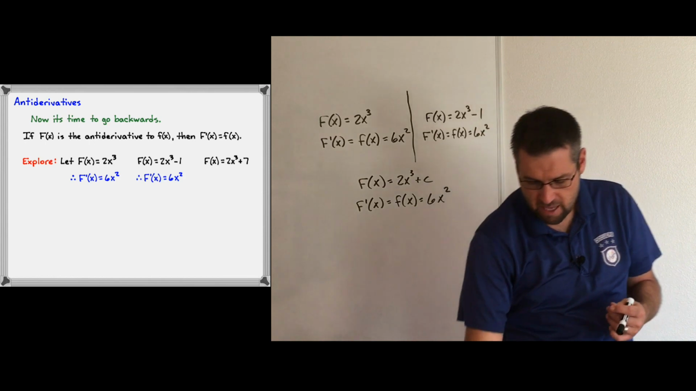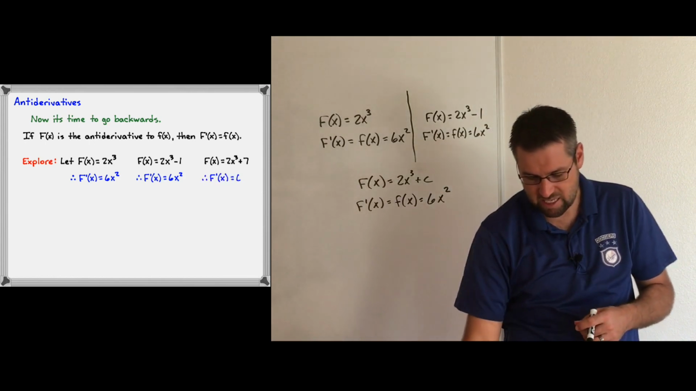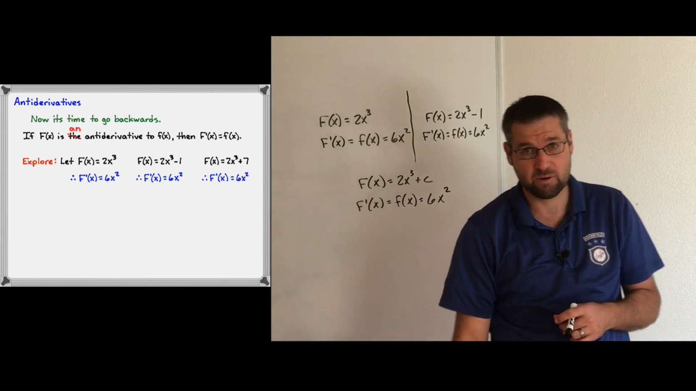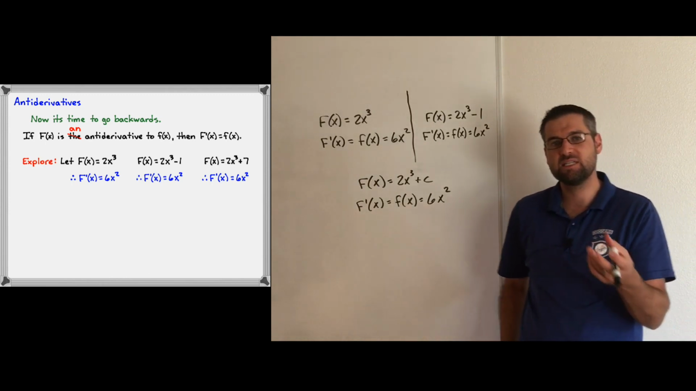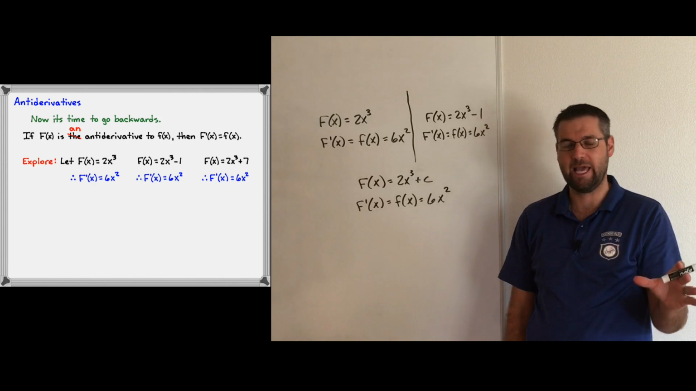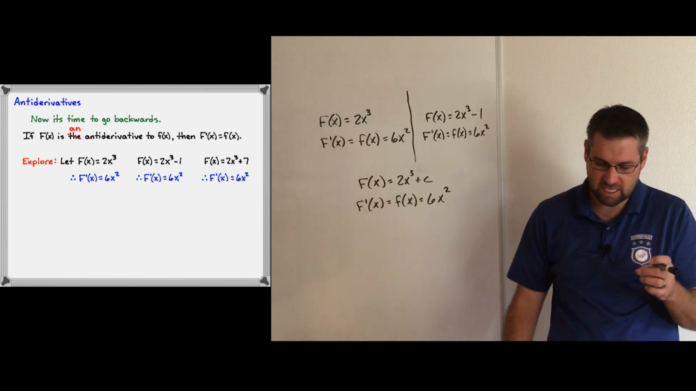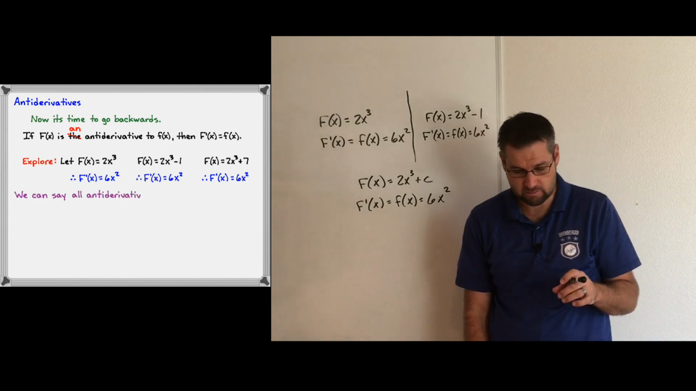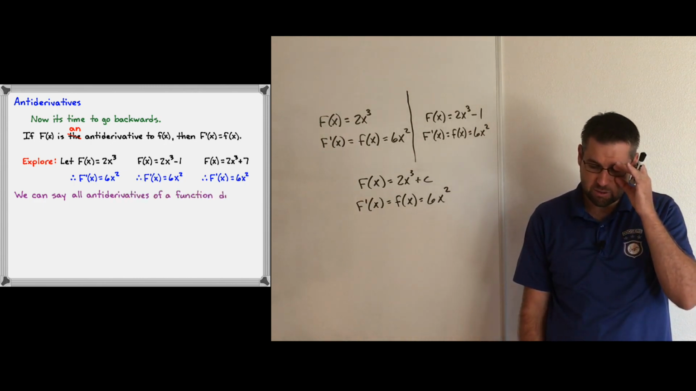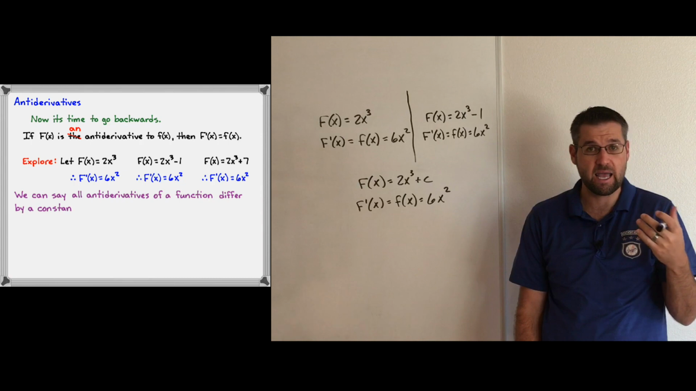So the point I'm trying to make is that capital F of x is not the antiderivative. It's an antiderivative. It's an expression, it's a function that relates all antiderivatives. And all of those antiderivatives differ by a singular constant. Okay? We can say all antiderivatives of a function differ by a constant.